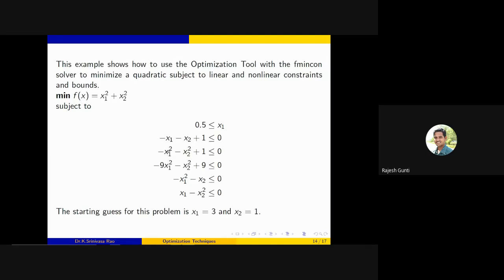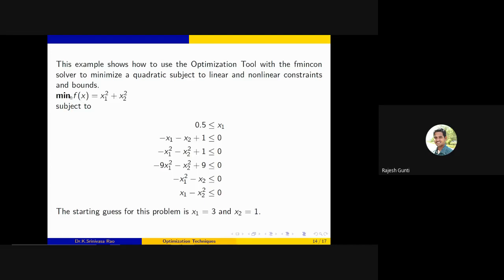It has x1 square in it. This is a non-linear inequality. This is also a non-linear inequality. This is also a non-linear inequality. There is no non-linear equality constraint here. All are non-linear inequality constraints. One linear inequality constraint, one upper bound on x1.